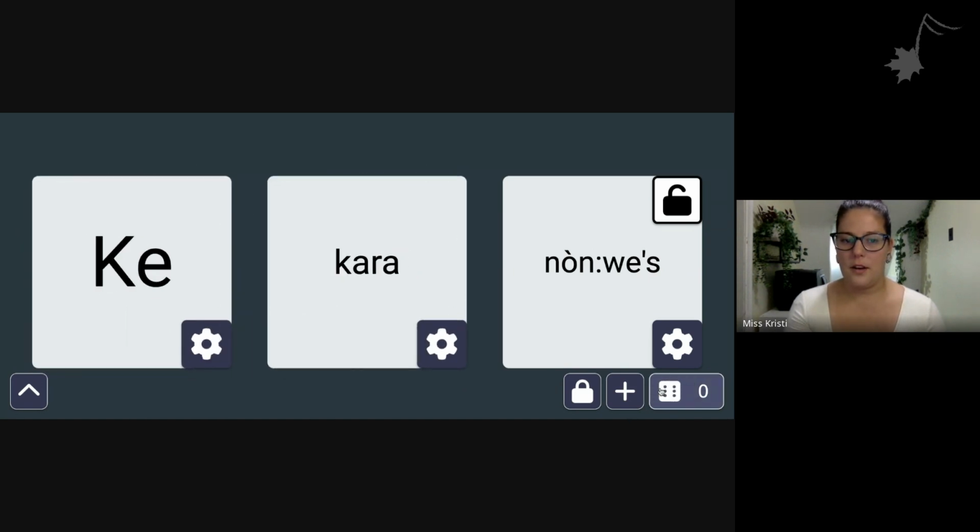Let's do another one here. Now this one is a different root word. So now we're liking the book or the story. Ge, I, garla, story, nues, to like it. Ge garla nues, I like the story.